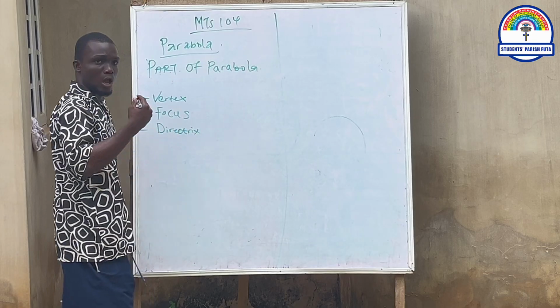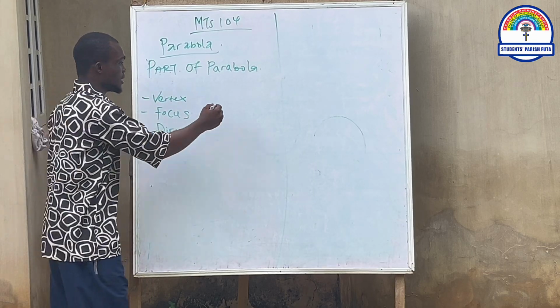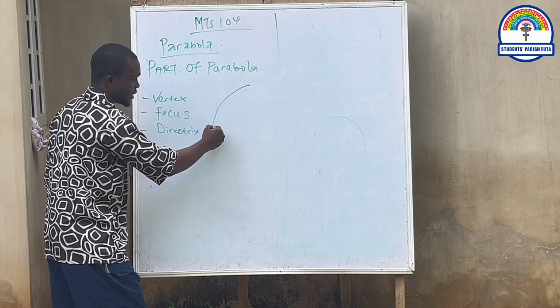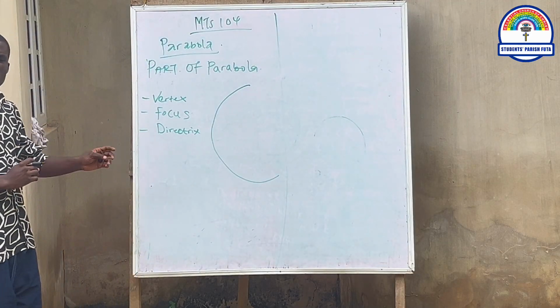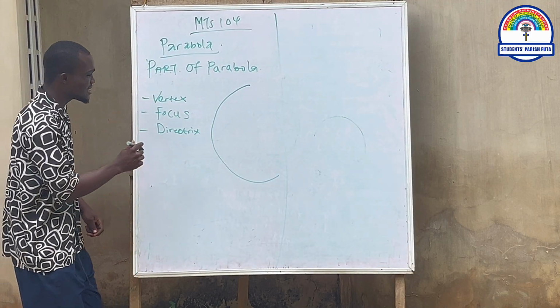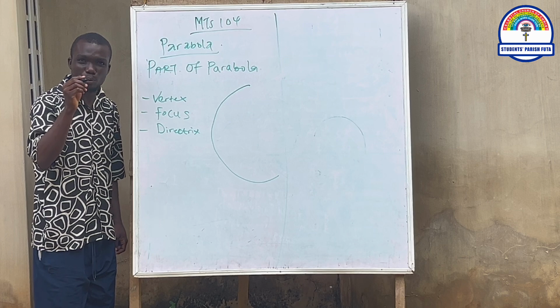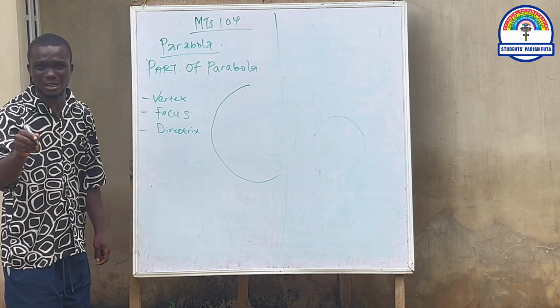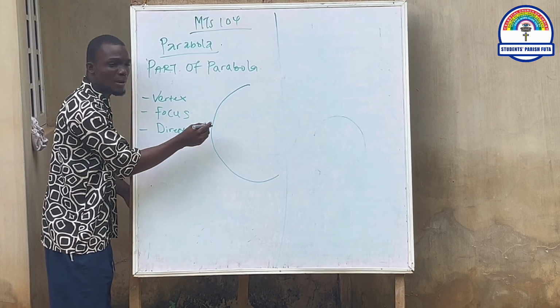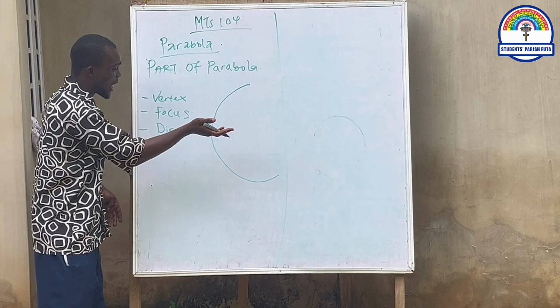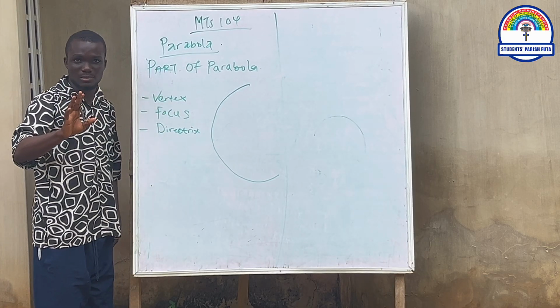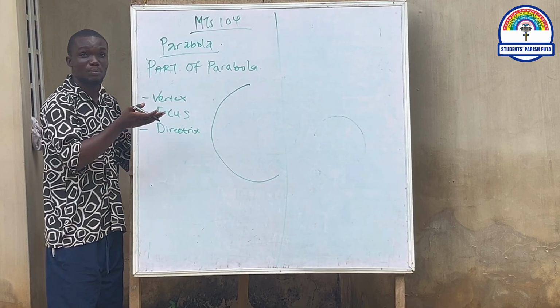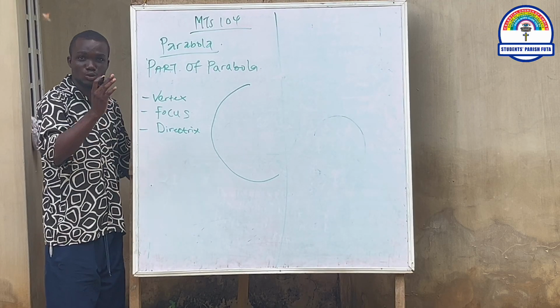Earlier we said a parabola is like this. Now, what do we mean by vertex? The vertex is the midpoint of the body of the parabola, which means a point at which the parabola can be divided into 2 equal halves. That's a better way to put it: a point at which the parabola can be divided into 2 equal halves.